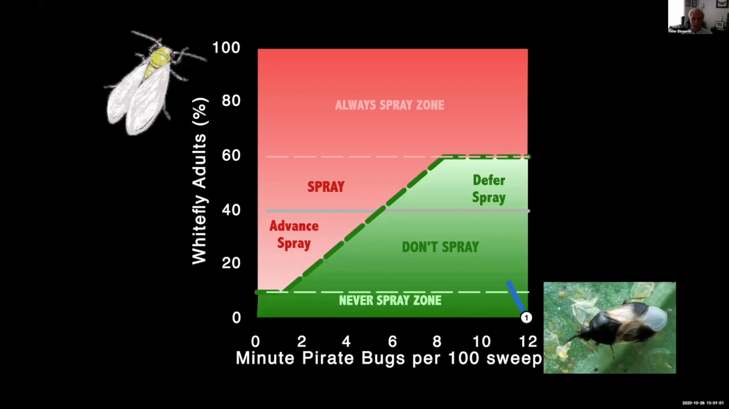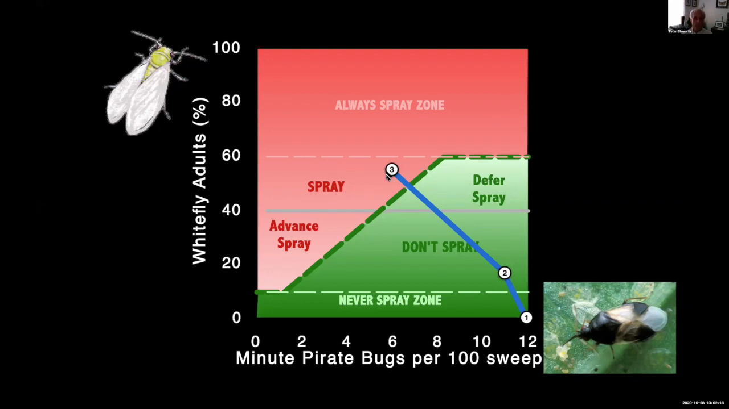But we can come out at our next sampling bout and see that the whiteflies have increased, still in the don't spray region. And then we crossed over, right? Our minute pirate bugs are a little lower density, and our whiteflies are a higher density. The recommendation here would be to spray if we didn't have any other information. But in fact, we do. We have information from the other 5 predators that we're monitoring. I'm just showing you the one.